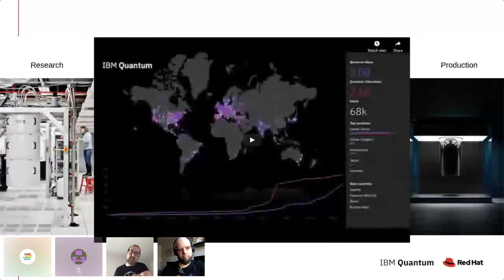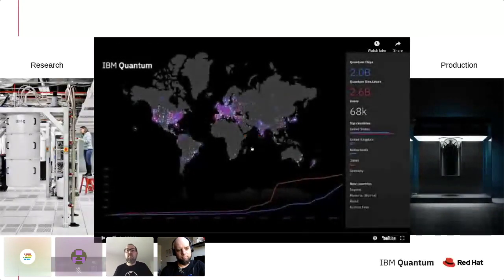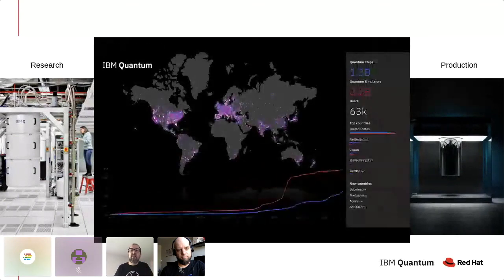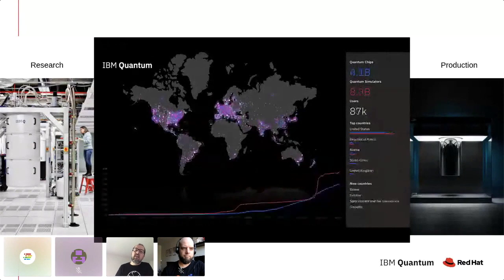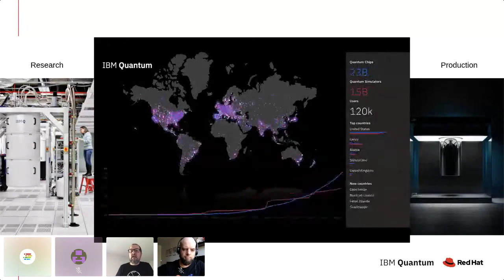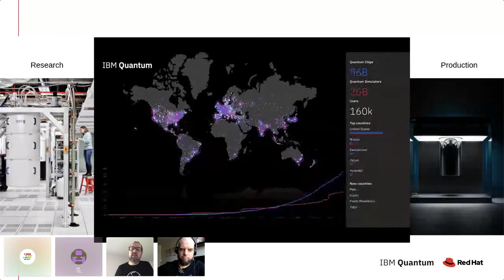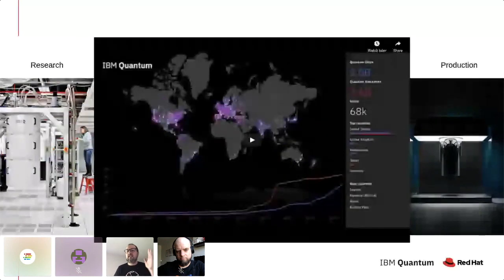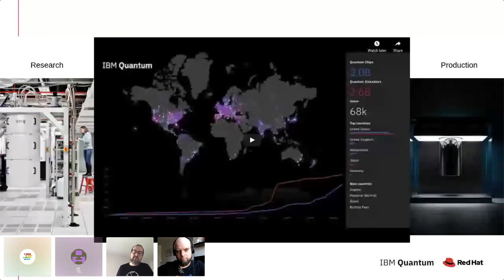If you can see, the blue line is the execution on the real chips and the red line is the execution on the simulators. At this moment, we have more than 250,000 users registered on our platform, and you can see that the executions in the last 2 years are mostly on our real quantum devices. That helped us pass from research to production. Next slide.